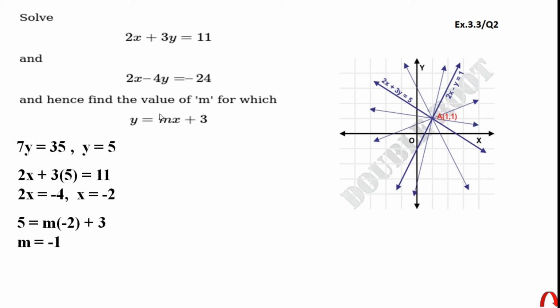So what is this equation then? This equation becomes y is equal to minus x plus 3. Why minus x? Because m is equal to minus 1. So that means y is equal to minus x plus 3 is a line which is concurrent with these two lines. All three of them have a common solution which is minus 2 comma 5.